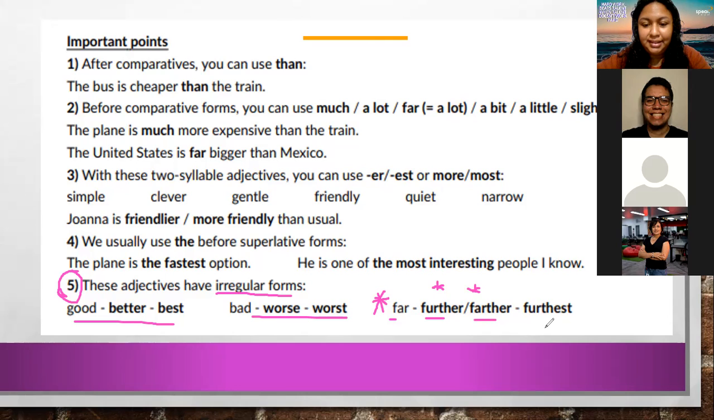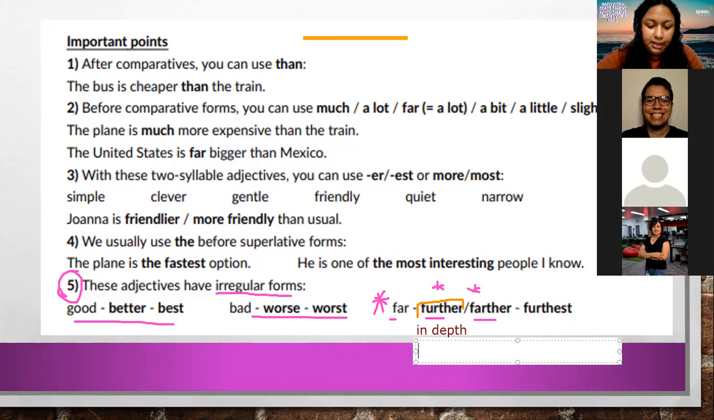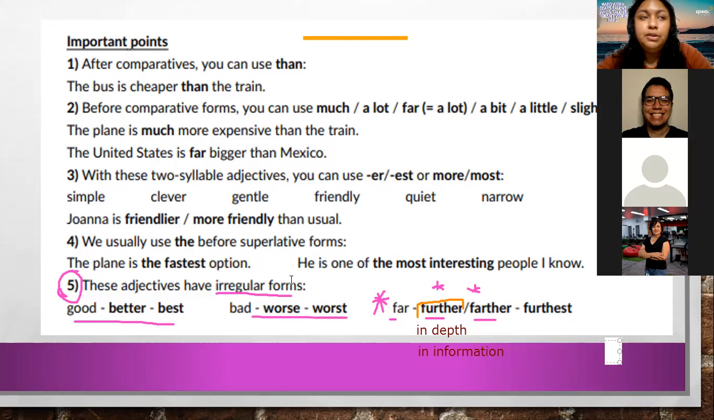I really don't know. That's okay. All right, so further, in depth, you see? We can use further when we're talking about more information. So further in information. I can give you further information. I can give you further explanation.